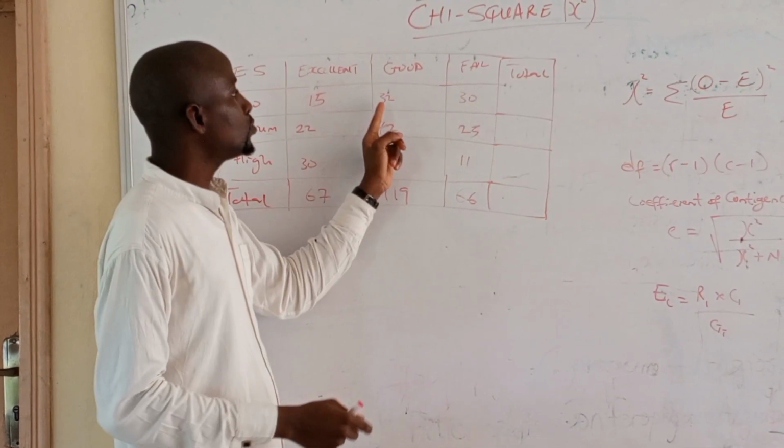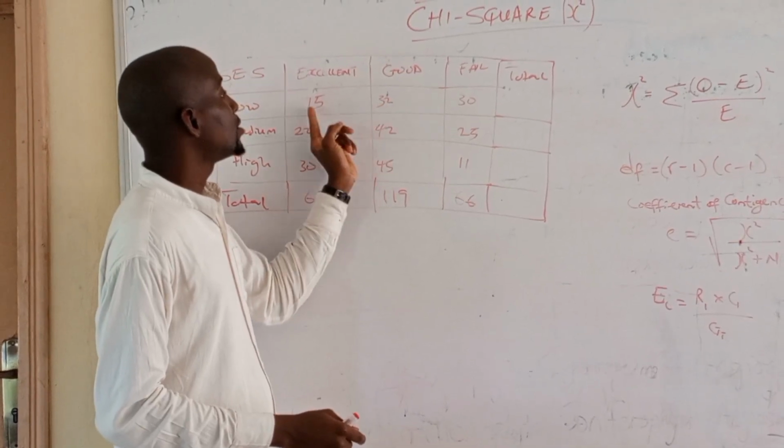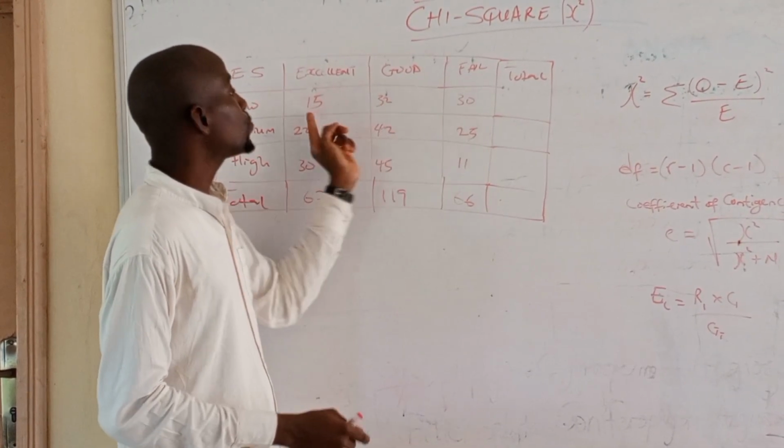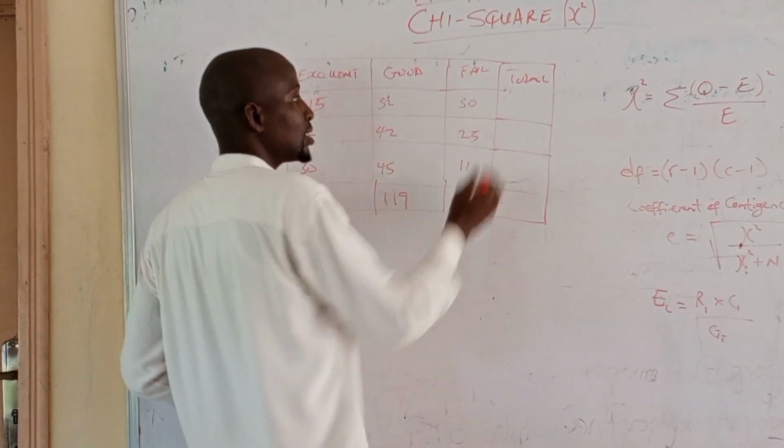15 plus 32 is what? This 62 plus 15. 77.